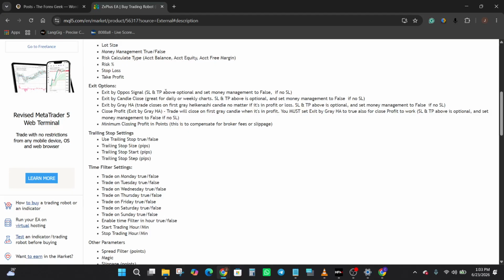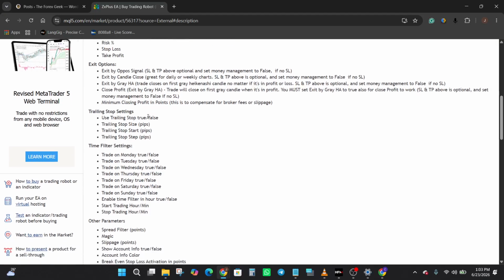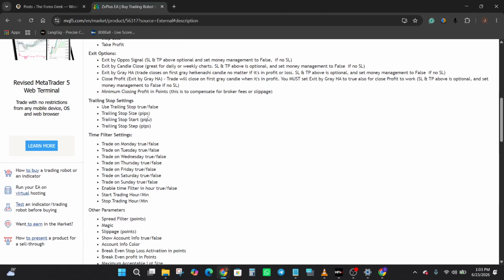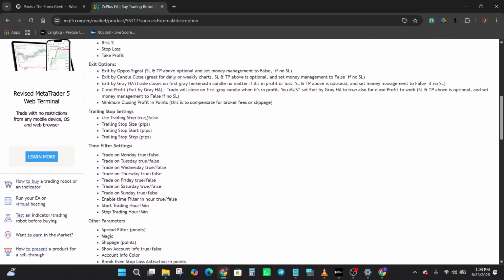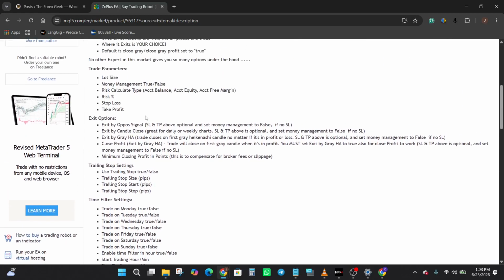There are also extensive time filter options available. Traders can choose specific days of the week for trading activity and can define custom trading hours and minutes. In addition, the EA includes spread filters, slippage controls, magic number settings, and optional account information displays.